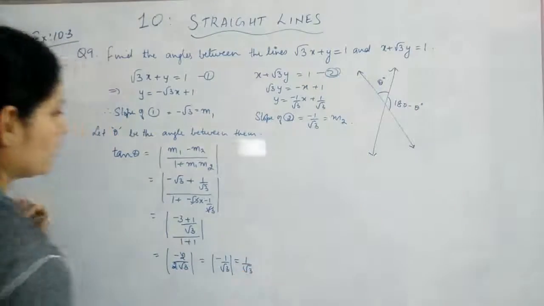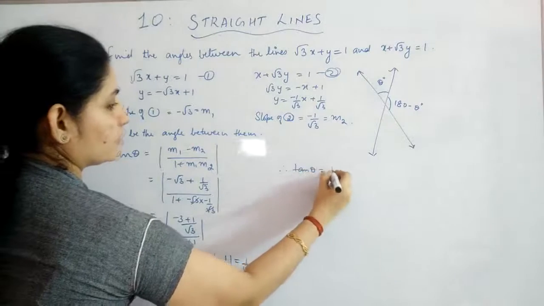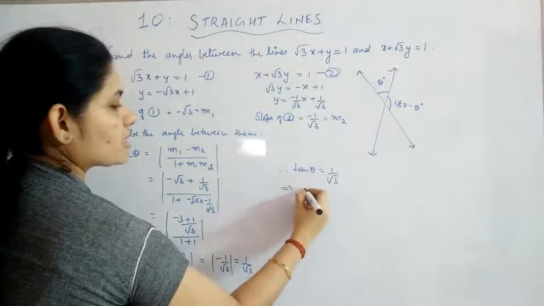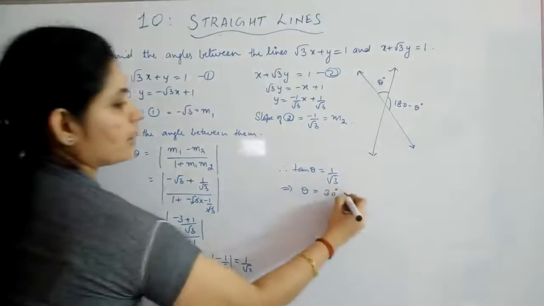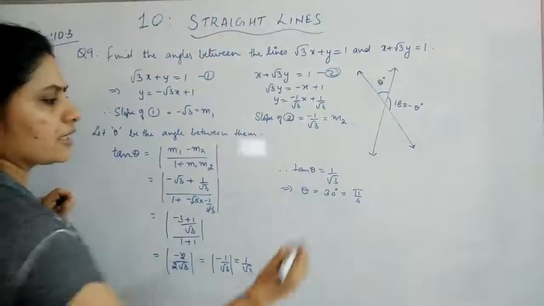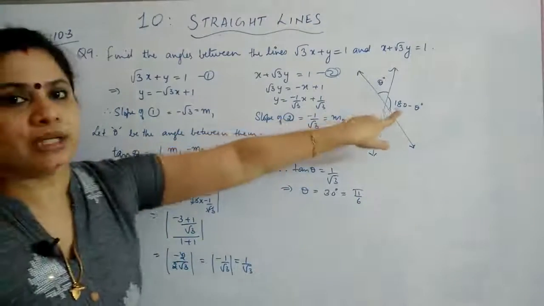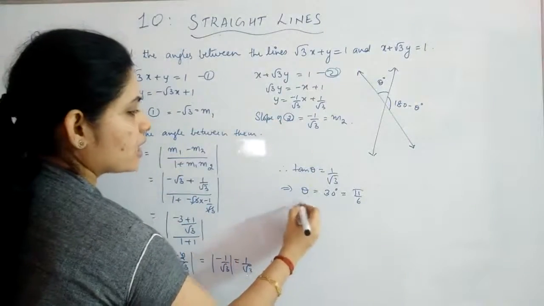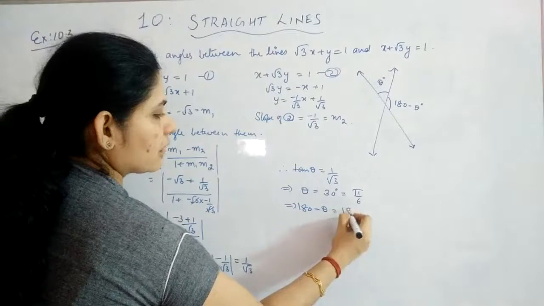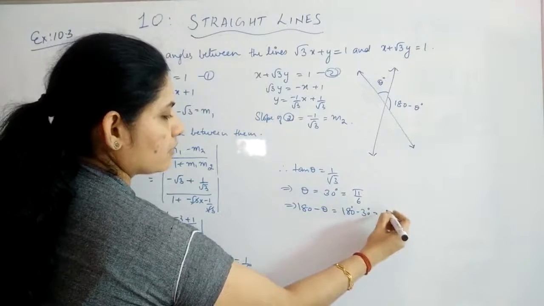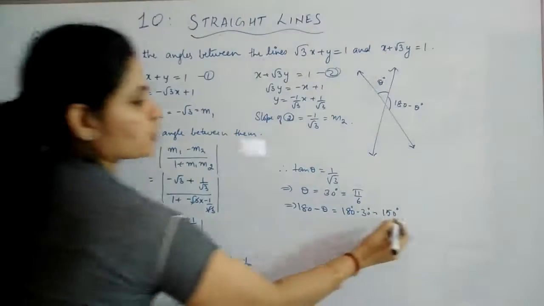Now what you have got, tan theta is equal to 1 by root 3. So from this what you can say, theta is equal to 30 degrees or pi by 6, if it is in radians. Now that is theta. The other angle will be 180 minus theta. So either it is theta or it is 180 minus theta, which is 180 minus 30, which will give you 150 degrees. Okay, so these are the two things.